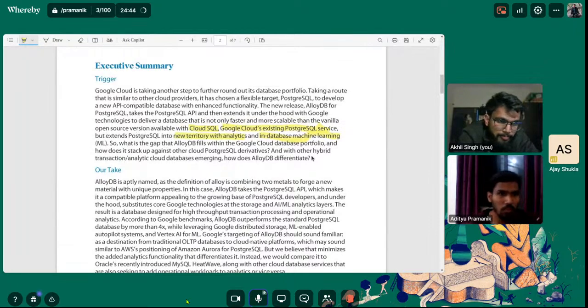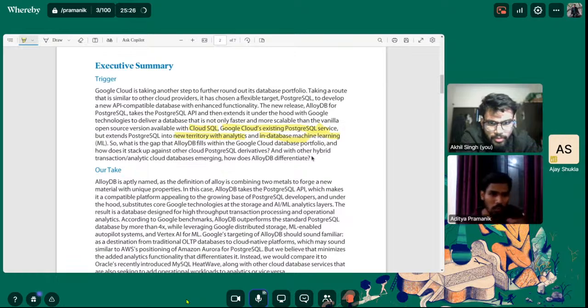So this trigger paragraph is mostly driving at why they put this up as a service, and it also states that for Postgres DB they already have a service available. So what's the purpose of this new service, AlloyDB? And later they say that this helps in analytics and in-database ML, and mostly the hybrid transactional and analytical part of the database.